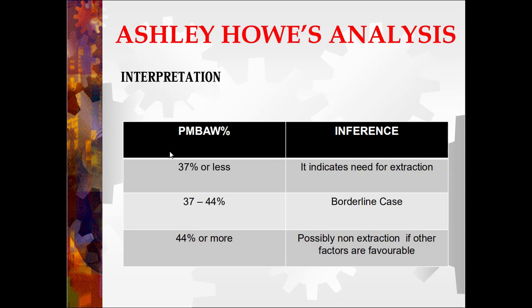If the percentage is 37 or less, it indicates a need for extraction. If the percentage is 37 to 44, it's a borderline case, between extraction and non-extraction. If the percentage is 44 or more, it's straightaway a non-extraction case.